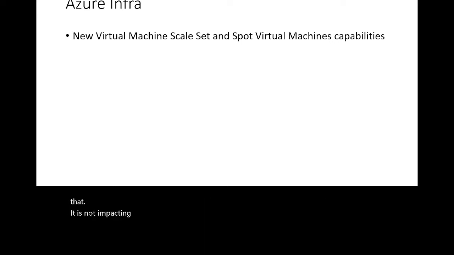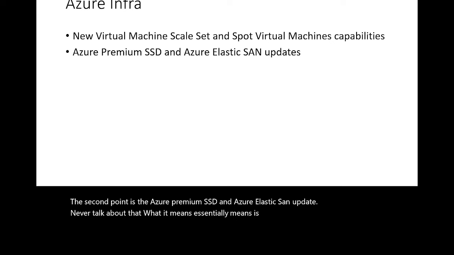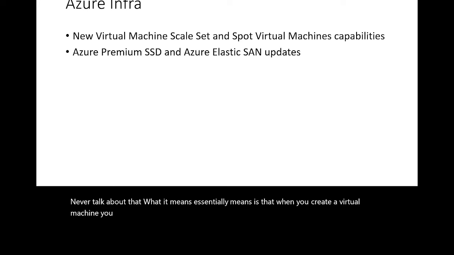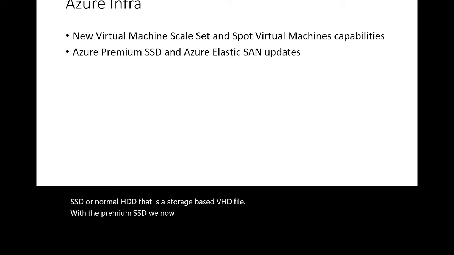The second point is the Azure Premium SSD and Azure Elastic SAN update. What it essentially means is that when you create a virtual machine, you can choose a disk type. It can be premium SSD, or standard SSD, or normal HDD, that is a storage-based VHD file. Now, with premium SSD, we now have V2, which gives Azure users the opportunity to improve the price performance of their storage.